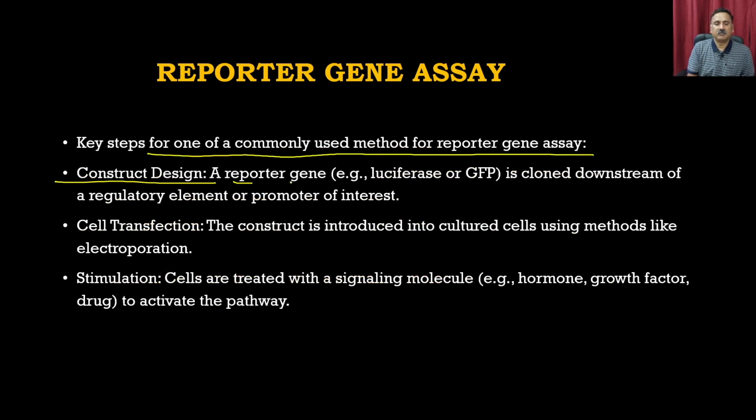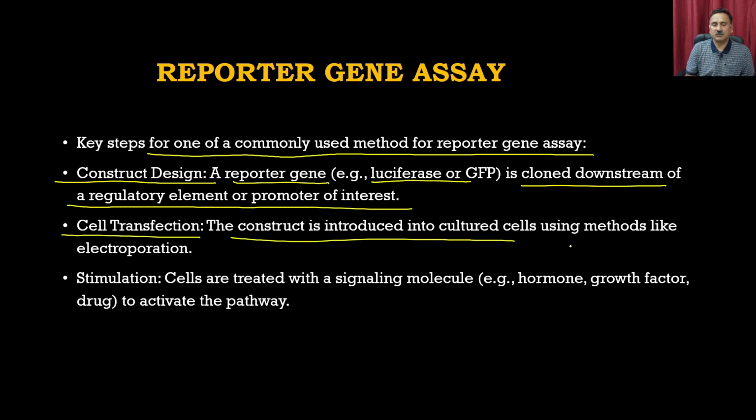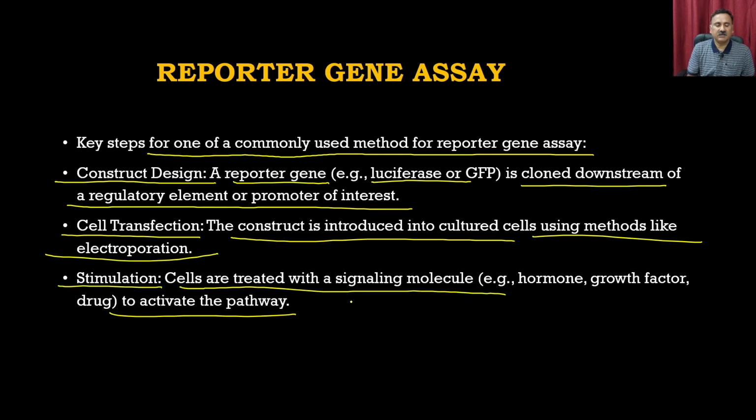Key steps for one of the commonly used methods: first you construct. A reporter gene, for example luciferase or GFP, is cloned downstream of a regulatory element or the promoter. Then you do the cell transfection. The construct is introduced into the cell culture using methods like electroporation, and then you do the stimulation. So cells are treated with the signaling molecules to activate the pathways.